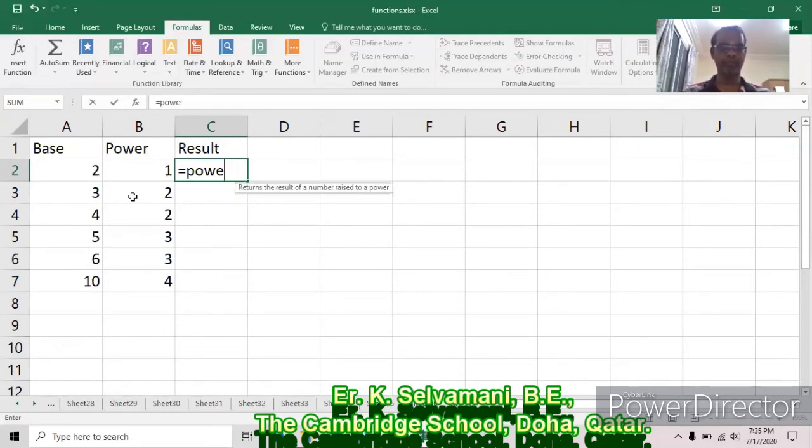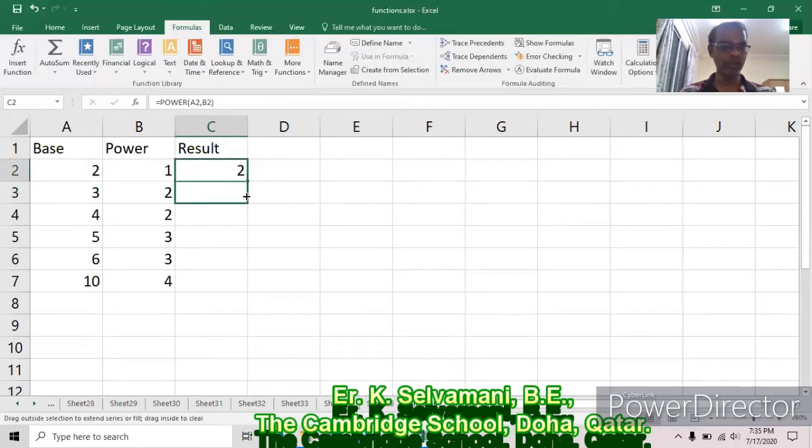Same thing here, power, open bracket. First one is the base, A2, comma B2. That means A2 to the power of B2. That means 2 to the power of 1. 2 to the power of 1 is 2. We can drag it here. Here 3 to the power of 2 is 9. Here 4 to the power, base is 4, power is 2. That means 4 square. You will get 16.